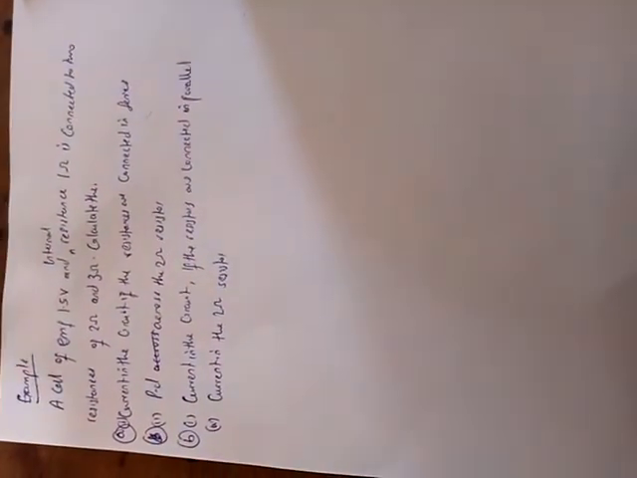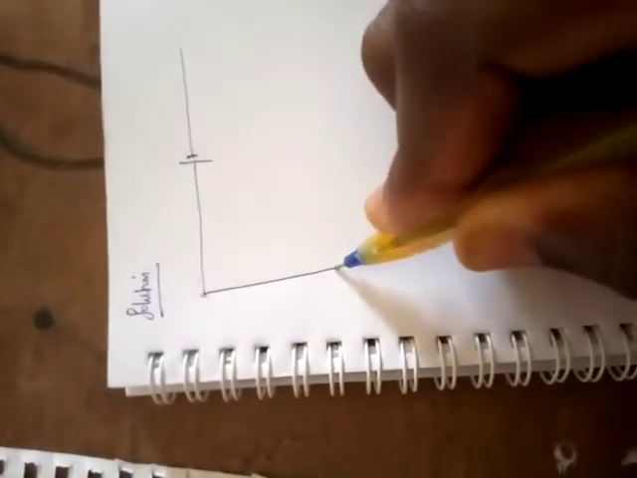And then now, solution. Let's draw the diagram first. We will draw the diagram first. That is a cell coming down.